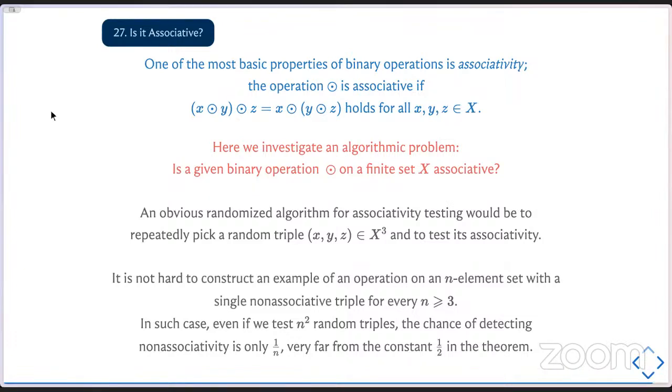So if you pinged only n squared of them, then you would still have the wrong answer with a rather low probability, so not constant. The problem is that if there's only one in n cubed triplets which is a problem, then by pinging n squared of them, your success probability is going to be only 1 over n. So does that make sense?